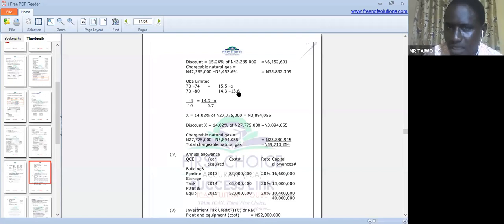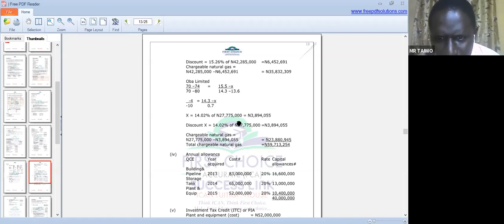80 is 13.6. Therefore, 70 minus 74 is minus 4. 70 minus 80 is minus 10. 14.3 minus X over 14.3 minus 13.6, that's 0.7. If you cross multiply and find X, your X will now be 14.2%. That's your G factor, which is your discount rate. Now, don't forget, the 15.5 is 14.3. Please don't forget. Now, if you compute it on the value of the gas, it will give you 3,894,055. That is my discount.